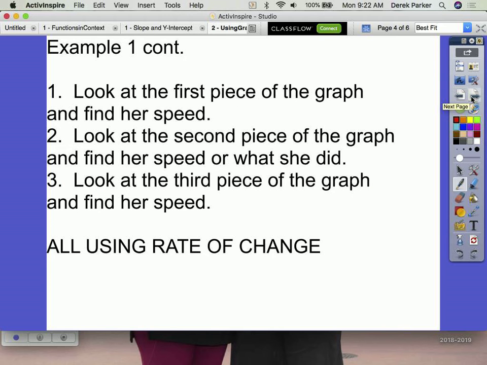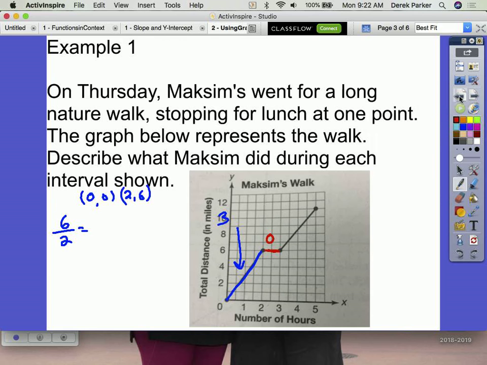Last one, look at the third piece of the graph and find her speed. So now we are going to go from here to here. Our coordinates are 3, 6, and 5, 11. And I get 11 minus 6 divided by 5 minus 3. And I get 5 over 2, which is 2.5.